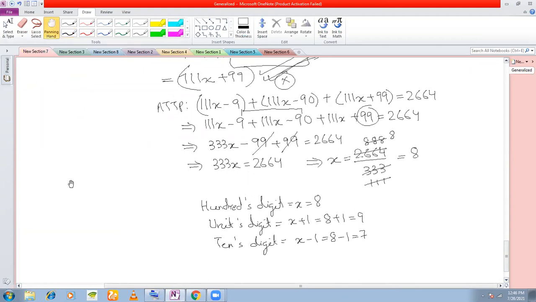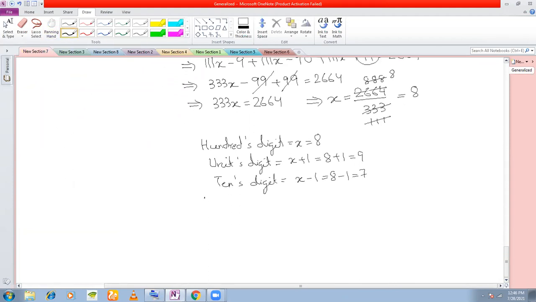So what is the original number? Can you tell me what is the original number? Hundreds digit first, so 8. Next, tens digit, 7. Next, units digit, 9. Is that clear to everyone? Good.